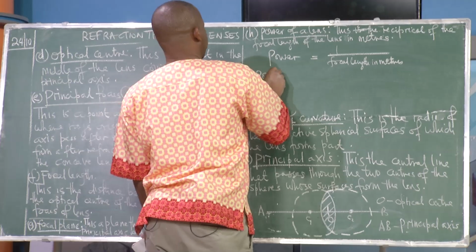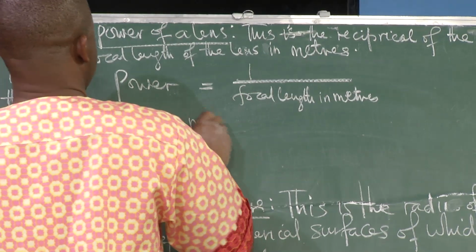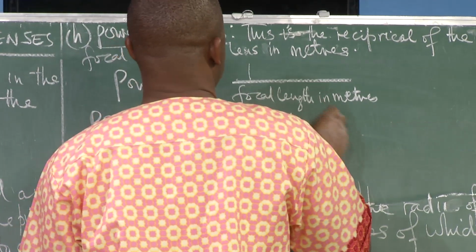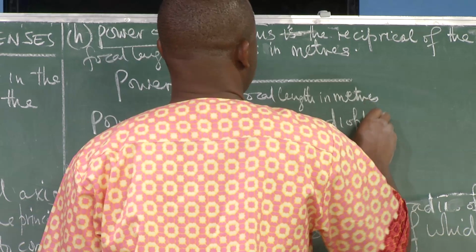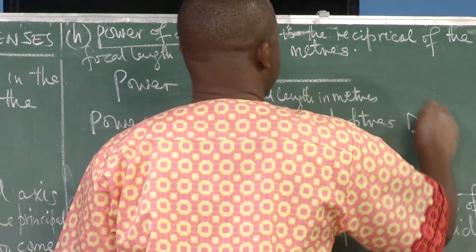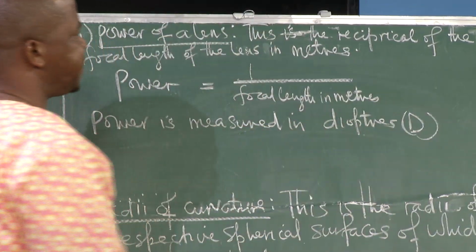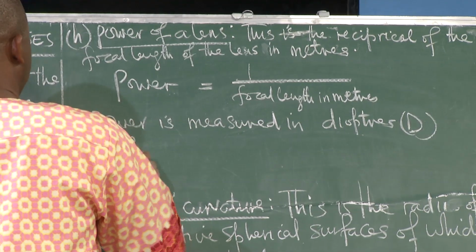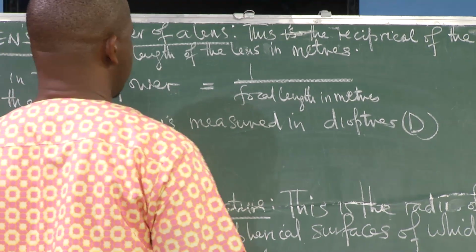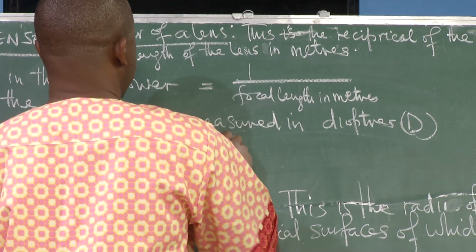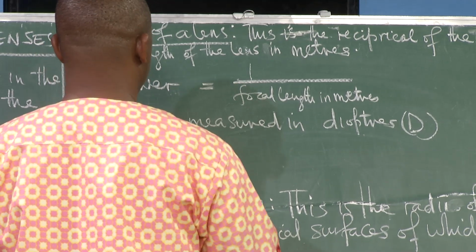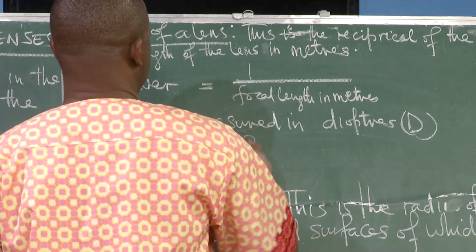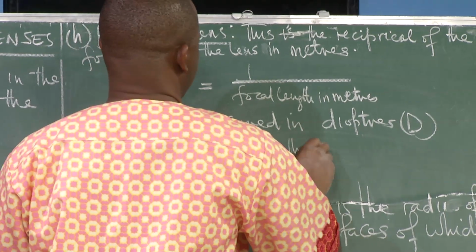Power is measured in units that we call diopters, denoted by symbol capital D. And I can put an example. If the focal length is, for example, 10 centimeters, find the power.